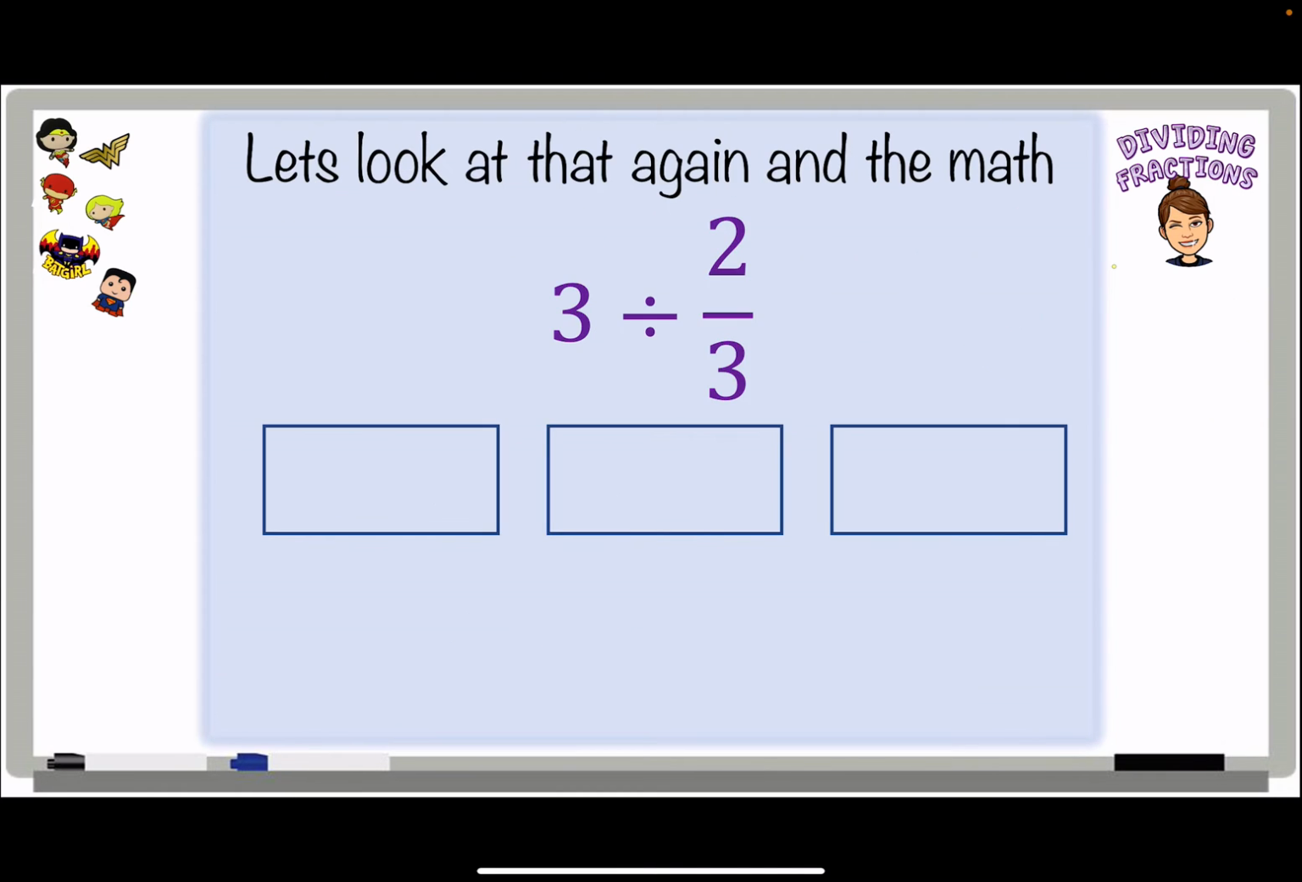Let's go ahead and try another one. So now I have 3 candy bars and I'm splitting them up into groups of 2/3. So first I have to split each candy bar into thirds. So again, here's 1/3, here's 1/3, here's 1/3, all the way through.